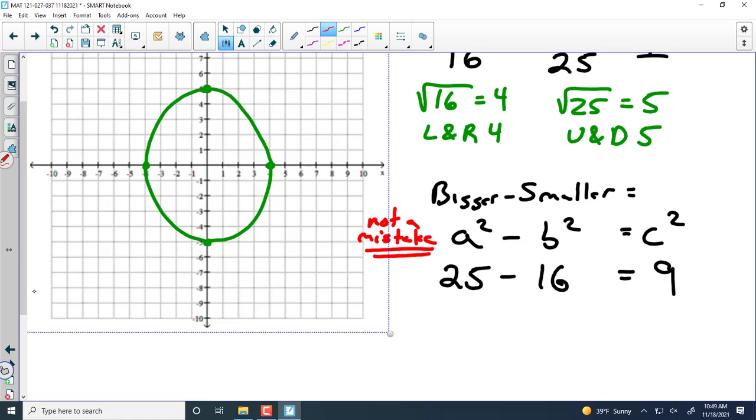Now I want you to take the square root of that number. And of course, that's going to be 3. Now this is where ellipses get more complicated, so I'm going to need you to bear with me as best you can.